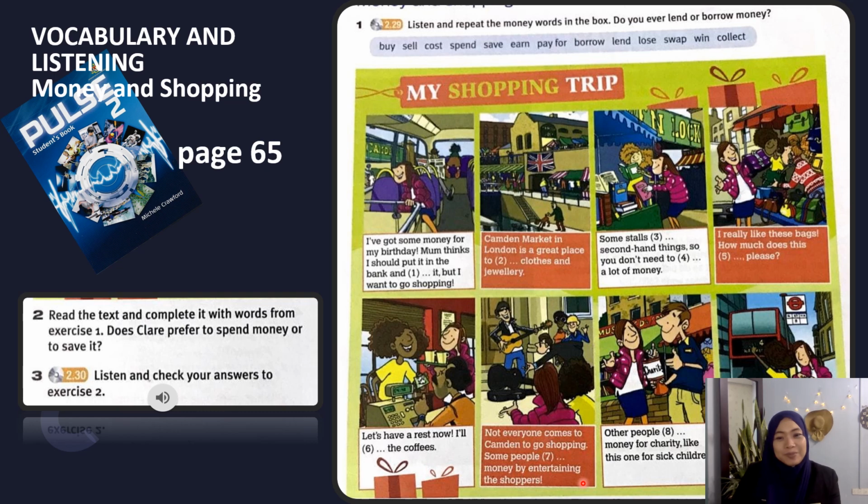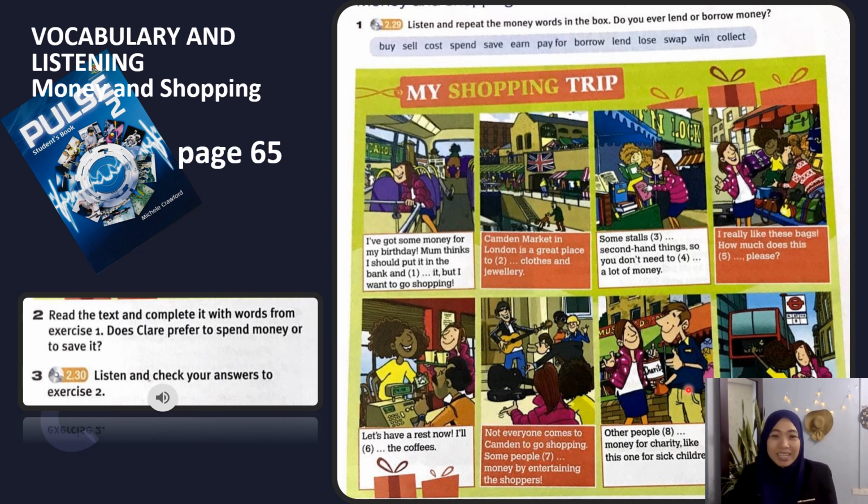Not everyone comes to Camden to go shopping. Some people earn money by entertaining the shoppers. Other people collect money for charity, like this one for sick children. I haven't got any money left now. I'll have to borrow some money from my friend to buy my bus ticket.